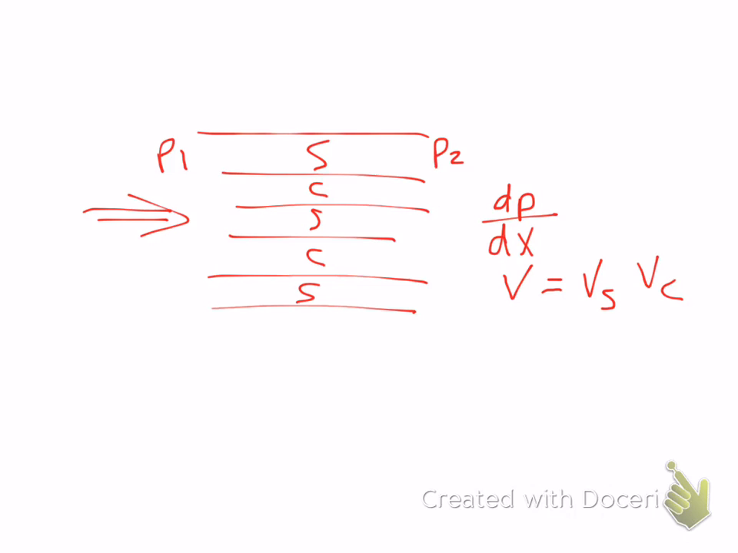So P1, P2, the same pressure is being applied to every layer. But in the end, the total that we get out, when we think about these bulk properties, is the volume in each layer adds up.